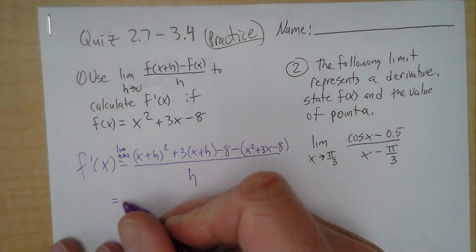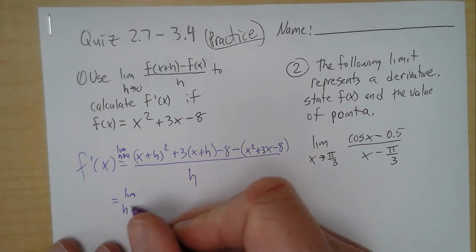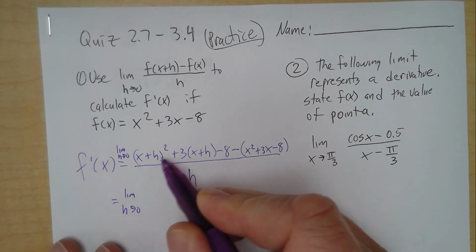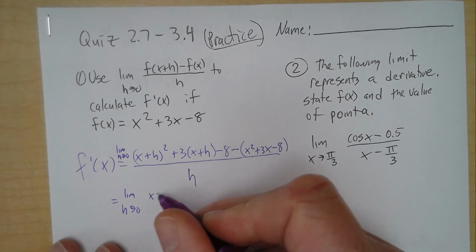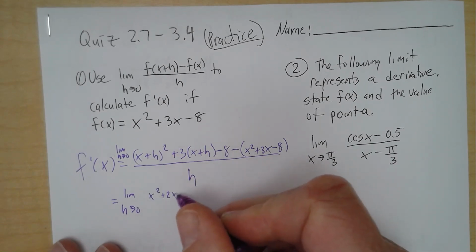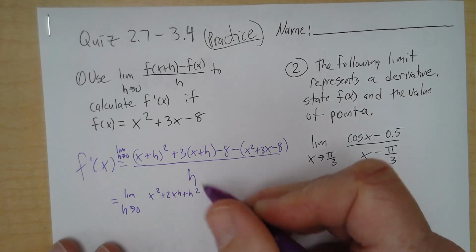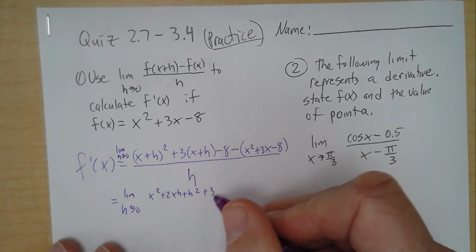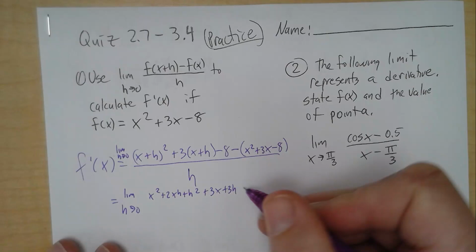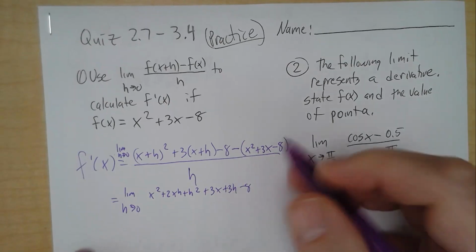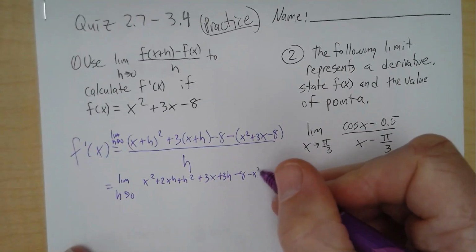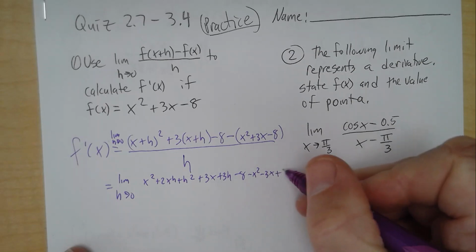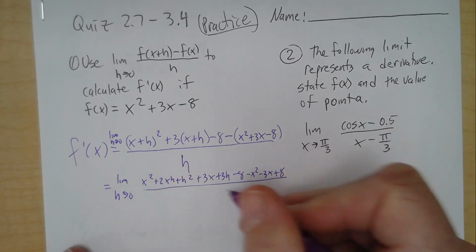So I'll write it again down here. Limit h drops to 0. So we're going to square this out. We've done that enough times. It should be x squared plus 2xh plus h squared. Distribute the 3: 3x plus 3h minus 8. Distribute the negative through: negative x squared minus 3x plus 8, all over h.